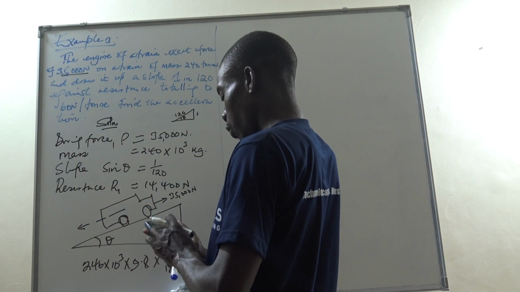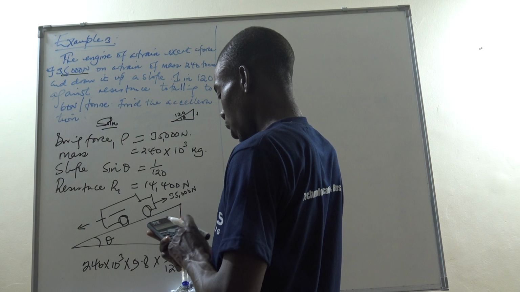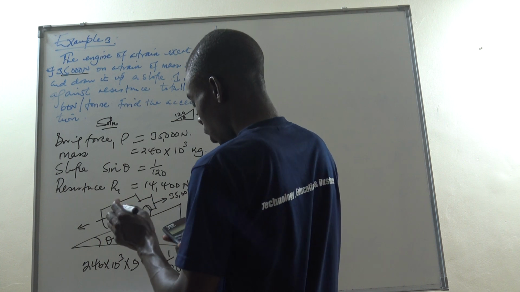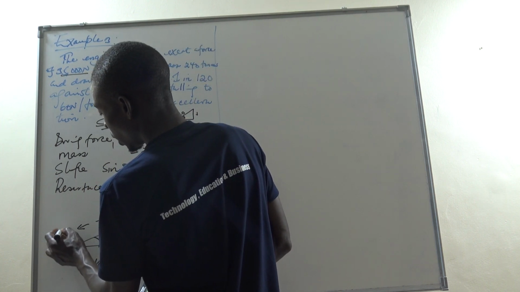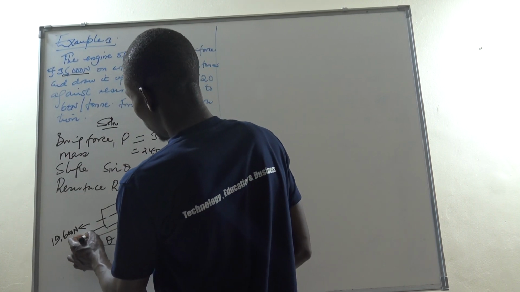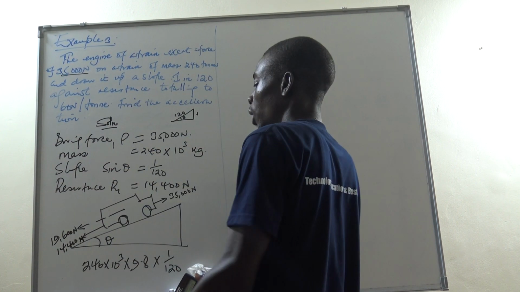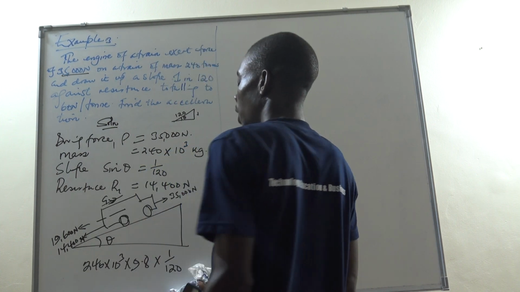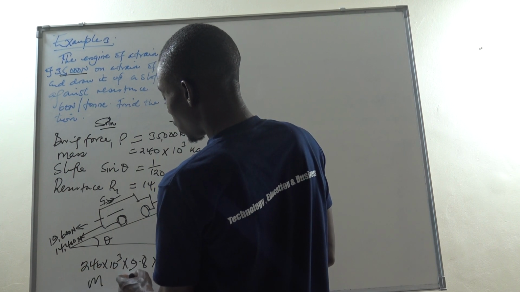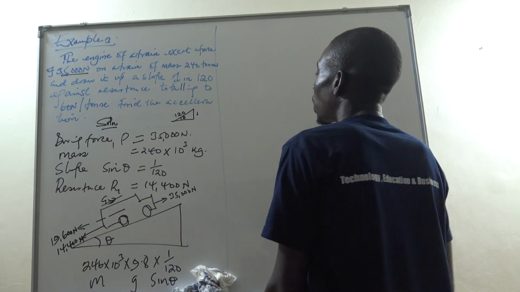So that means that I say 240 times 10 to the power 3 times 9.8, we get that divided by 120. So this one is equivalent to 19,600 newtons. And then the resistance here, they're saying is 14,400 newtons, and it's going to accelerate up, and it's that exact acceleration that they needed. This one is mg sine theta, the component of the weight of the body that is pulling it down.